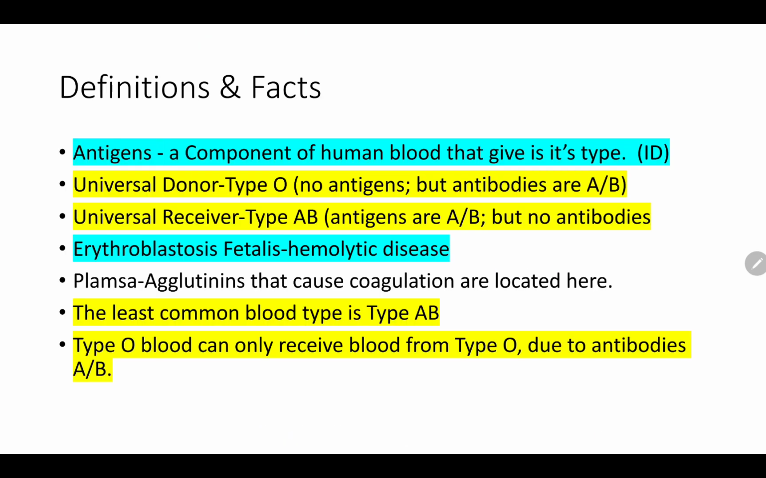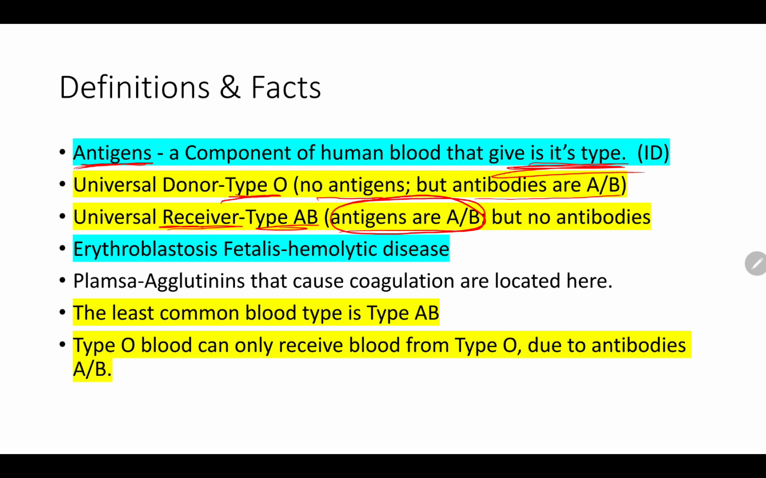Okay. And remember some of the definitions and facts as well. An antigen, that you're going to see on the surface, is a component of human blood that gives it its type. So it's those proteins on the surface that give blood its type. Also know that the universal donor is going to be type O, because it has no antigens, but there are anti-A and anti-B antibodies in the plasma. Remember the universal recipient, type AB, because it has antigens for A and B, but no antibodies to attack it.